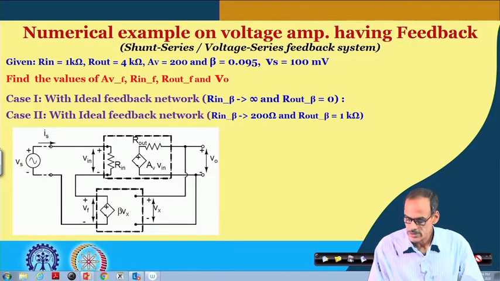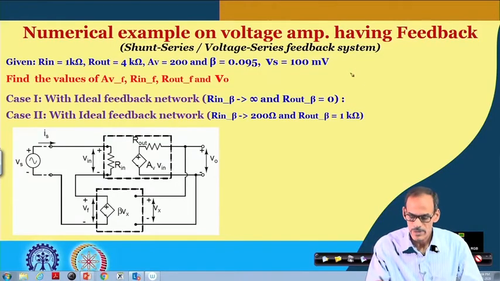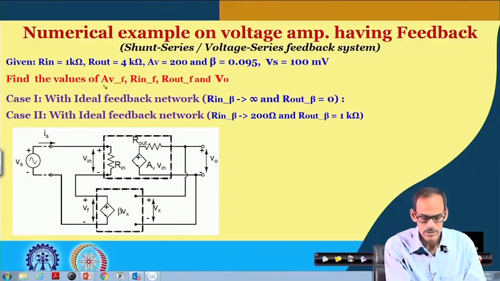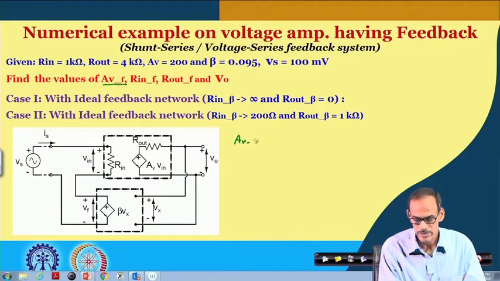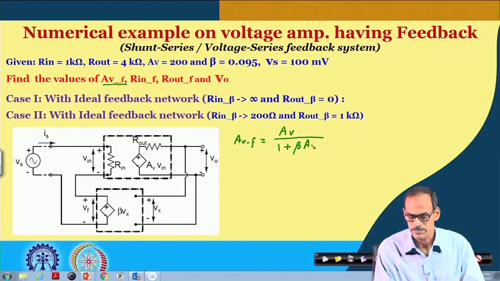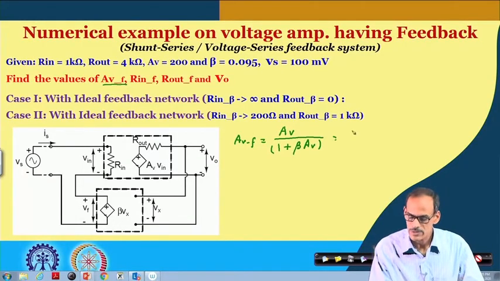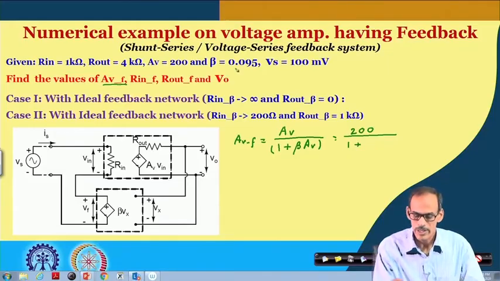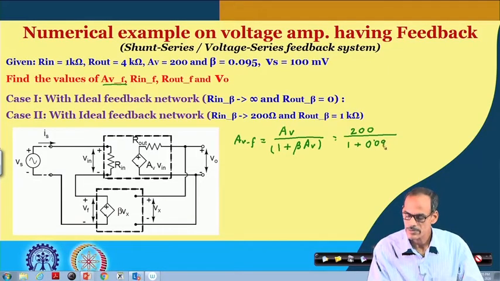Yes. So, to start with, let us have the derivation of this A V, rather A V dashed, or rather A V of the feedback system, A V F. As we know, this A V F is the forward amplifier gain A V divided by 1 plus beta into A V. So, the A V is given as 200, and on the other hand the feedback factor is 0.095 and A V is 200.